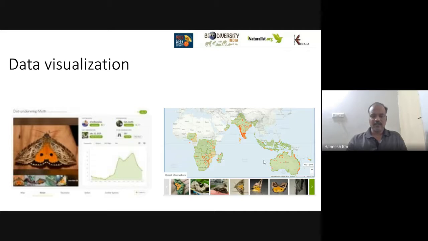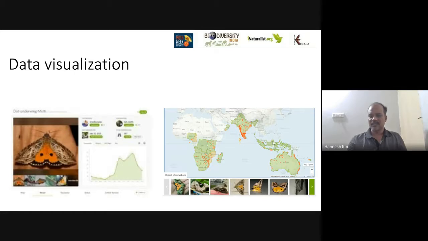As I mentioned, it is good for data visualization. This is a particular moth, the dot under wing moth, Eudocima materna. You can see that this moth is widespread. It is recorded not only from India and Southeast Asia, but also from the African continent. This is a peculiarity of moths. It is good in one way, that you can use resources from other places also.